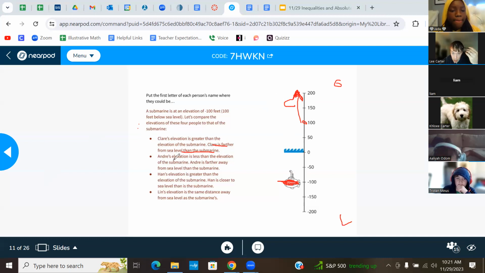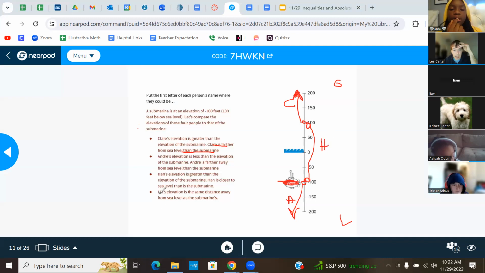above 100. Andre's elevation is less than the elevation of the submarine. Andre is farther away from sea level than the submarine. So that means Andre has to be down here somewhere. Han's elevation is greater than the elevation of the submarine, and he's closer to sea level than the submarine. So he just has to be above the submarine, and he is closer to sea level. So that means Han right here could be anywhere between the 100 negative and the 100 positive.